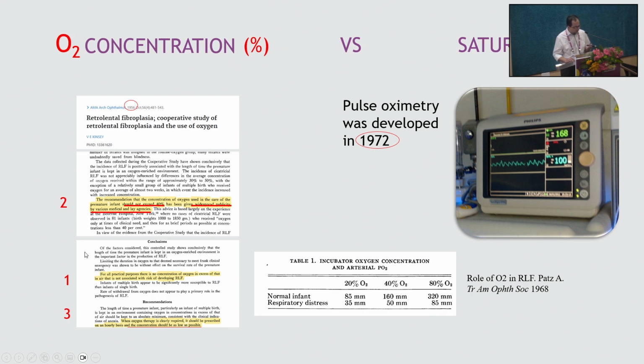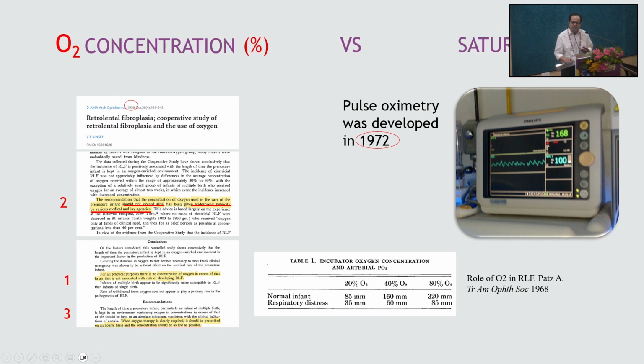And this is the conclusion that they said: for all practical purposes, there is no concentration of oxygen in excess of that of air. That is, any concentration more than 21% has the risk of baby getting ROP. Secondly, it should never exceed 40%. 40% was the cutoff given in 1956. And there was a widespread publicity given to the various medical and lay agencies at that time. And that is how it ended. And if you have to give oxygen, the concentration should be as low as possible.